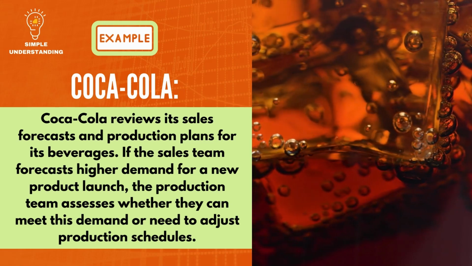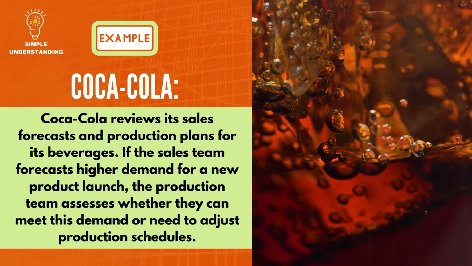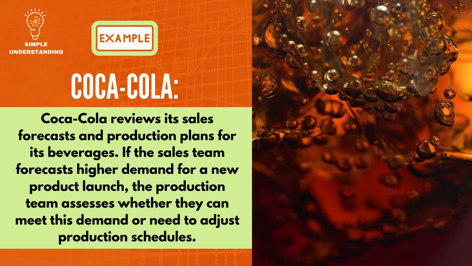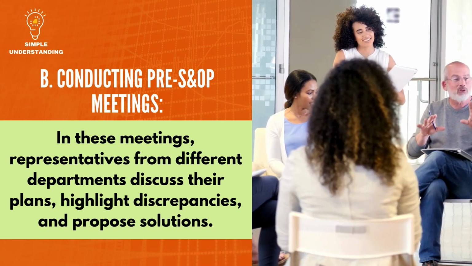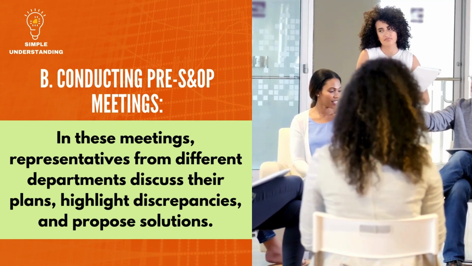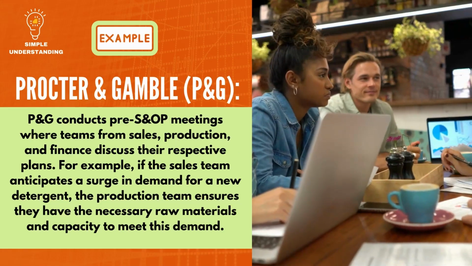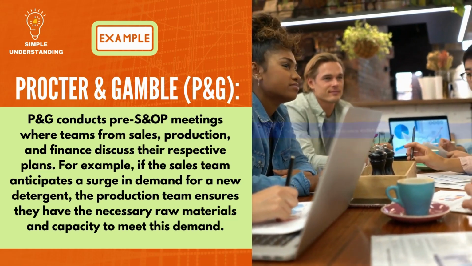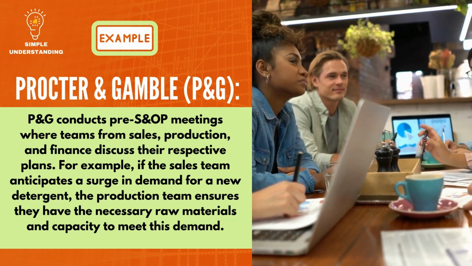Coca-Cola reviews its sales forecasts and production plans for its beverages. If the sales team forecast higher demand for a new product launch, the production team assesses whether they can meet this demand or need to adjust production schedules. B. Conducting pre-S&OP meetings. In these meetings, representatives from different departments discuss their plans, highlight discrepancies, and propose solutions. Example: Procter & Gamble, P&G.